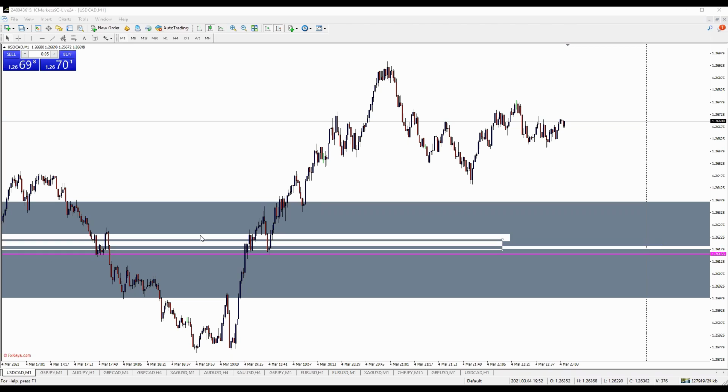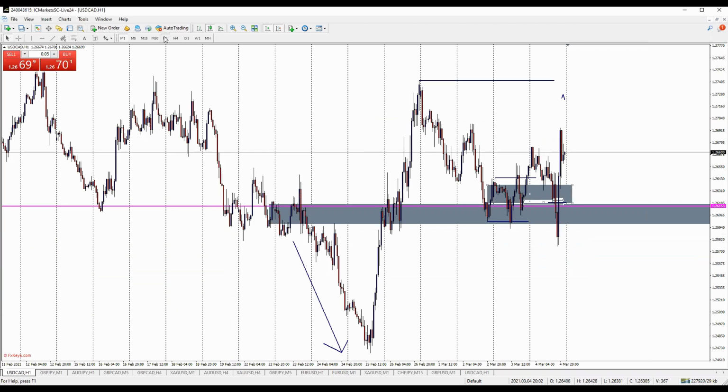Before anything, I'm going to quickly go over an analysis I did with the students. So, let's look at USD CAD, guys. I hope you got some profit from that. This is why I call the USD CAD the Looney.